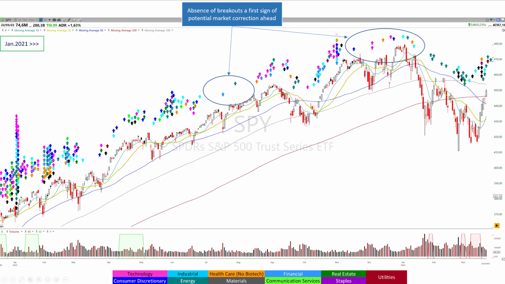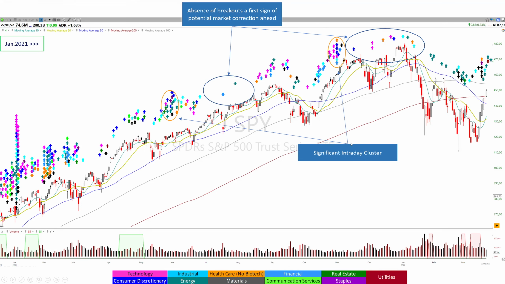And then, of course, here what we know as the peak of the bull market of 2021 and the start of the bearish environment: significantly fewer breakouts in November, December 2021, followed by the start of the bearish environment. Again, breakouts signaling the loss of momentum and a potential downturn.